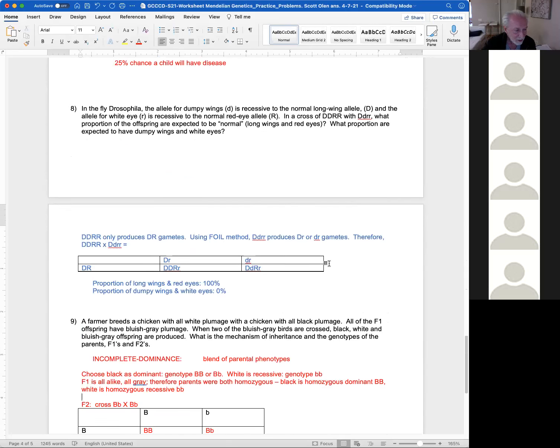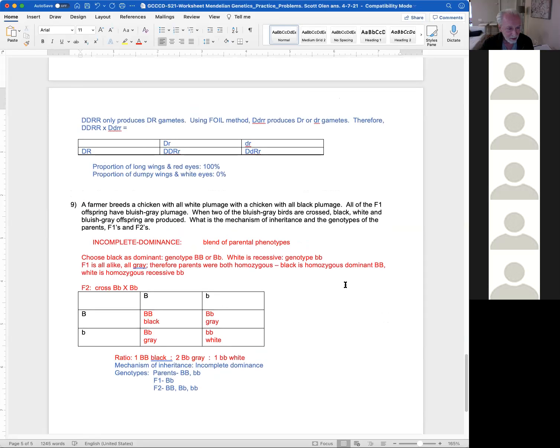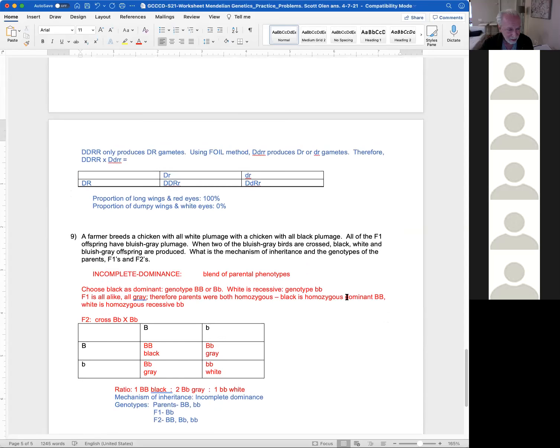I want to make sure we get to number 9, because it makes yet another point. Again, this is a point we talked about in lecture, but it has to do with incomplete dominance. What if dominance is not complete? What do you see genetically?